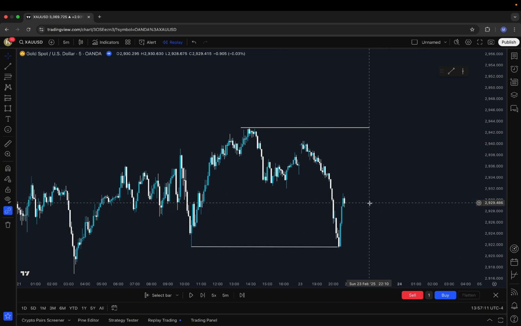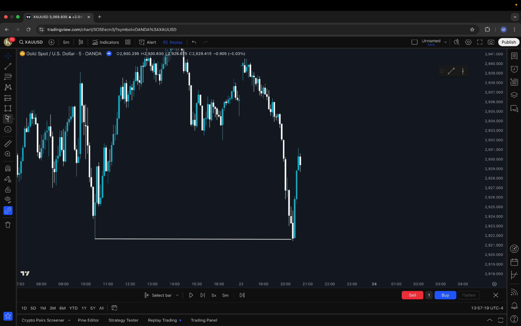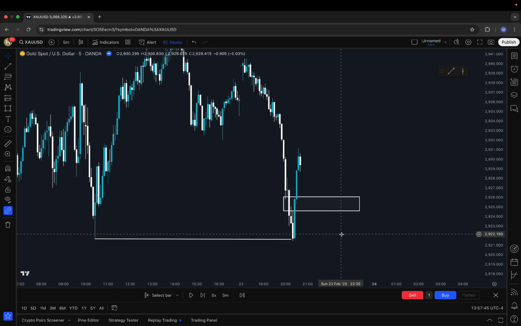So what we can first of all see is this low right here being taken out by this wick. And we can also see a BPR. So you can see the first fair value gap right here, and the second fair value gap just above it right here. So that's pretty much confirmation that this is a BPR. So now let's mark out the BPR, which is right here. And what we're essentially waiting for is for price to tap into this BPR, and then we can take our entry.